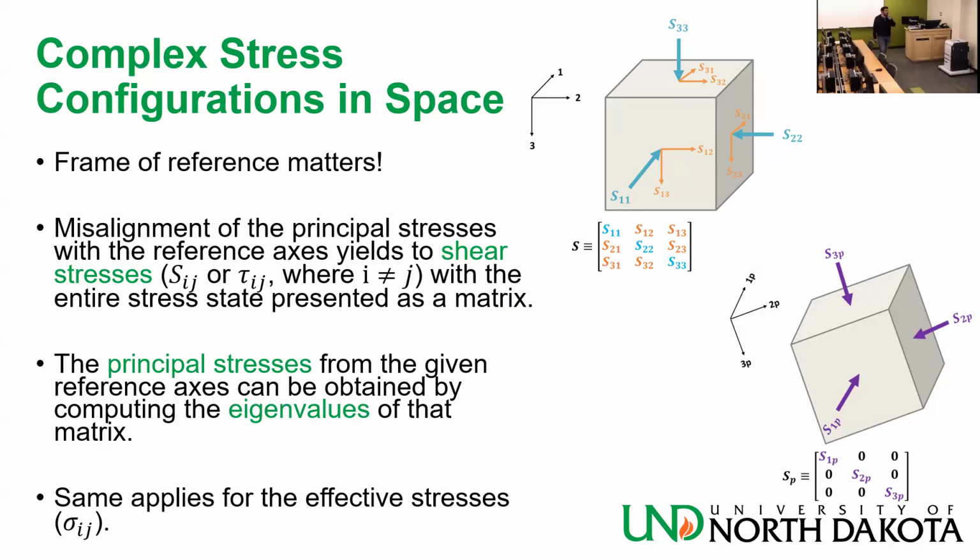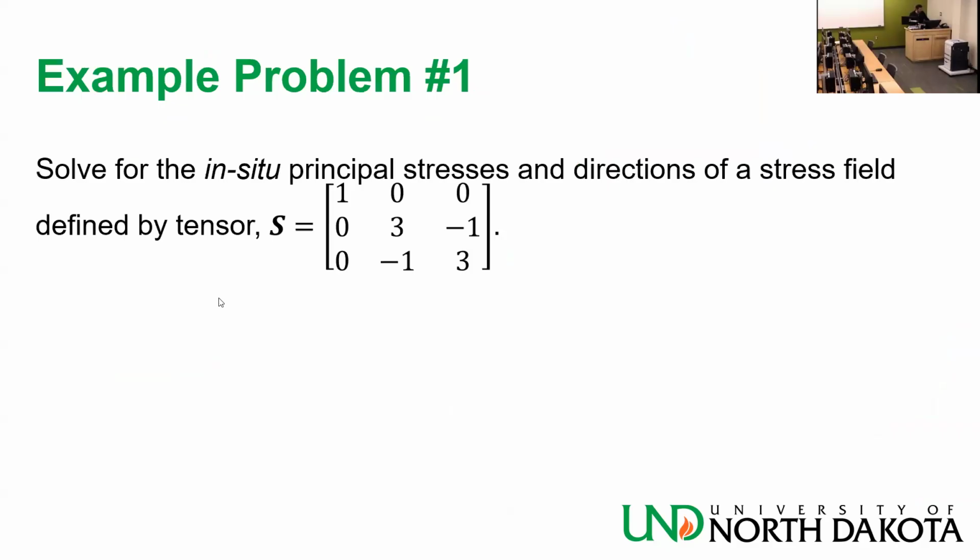Also bear in mind, never subtract pore pressure from a shear stress and say that this is the effective shear stress. When we subtract, we subtract from the principal stresses. So you subtract pore pressure from S1P, S2P, S3P, and you get sigma 1P, sigma 2P, sigma 3P in this case. You don't do it for the shear stresses. The shear stresses need a very different processing that goes beyond the scope of this class.